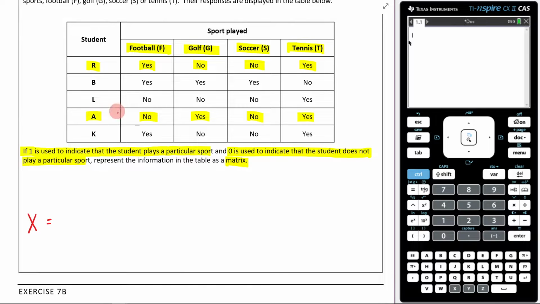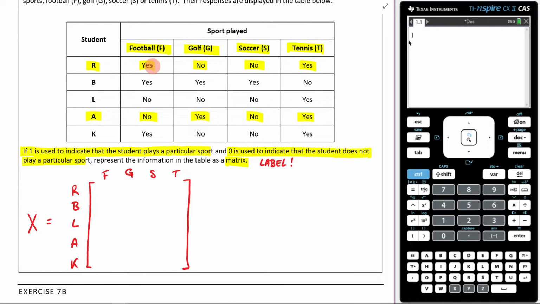Now, let's begin by labeling. Labeling is very important. You need to label things. So I've got Richard, Brendan, Lee, Arif, and Carl. Then I'm going to put brackets there. Then I've got football, golf, soccer, tennis. And then I'm going to close my matrix there.